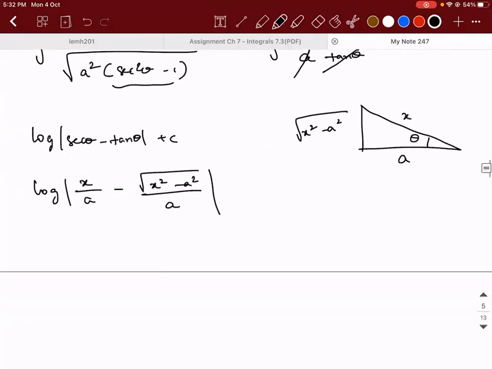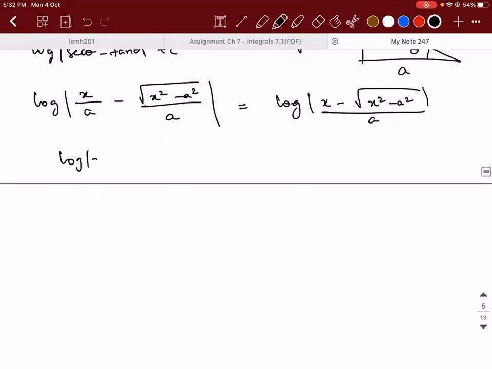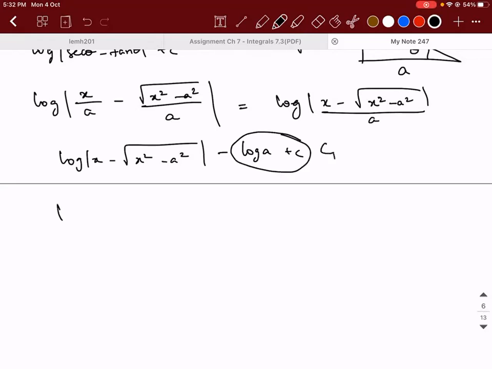Yeah. This will be how much? Log of x minus root of x square minus a square, the whole divided by a. So log of mod of x minus root x square minus a square minus log a plus c. But log a plus c, I can call it as some other constant. So the answer is log of x minus root of x square minus a square plus c1.